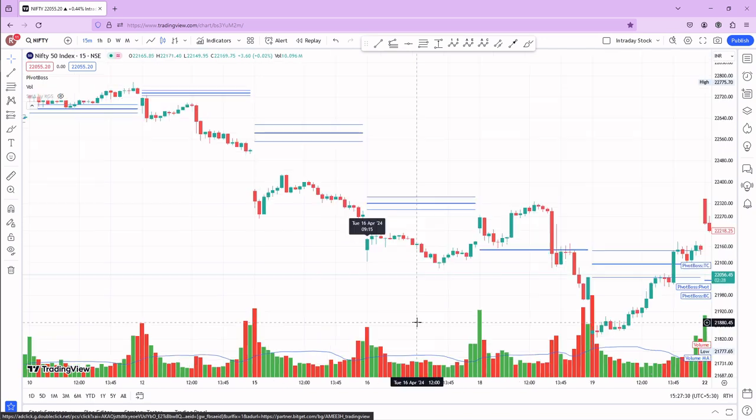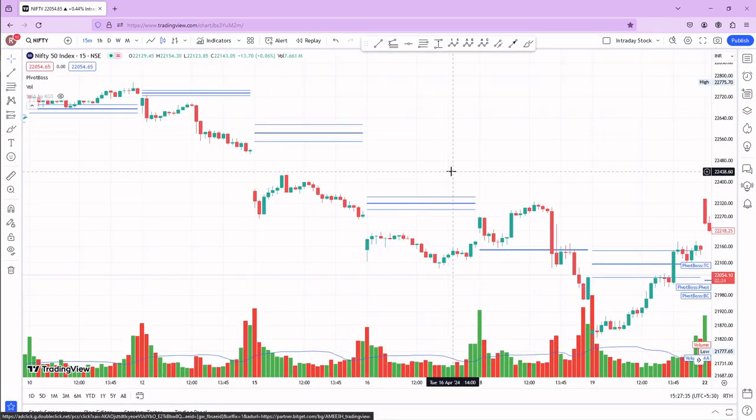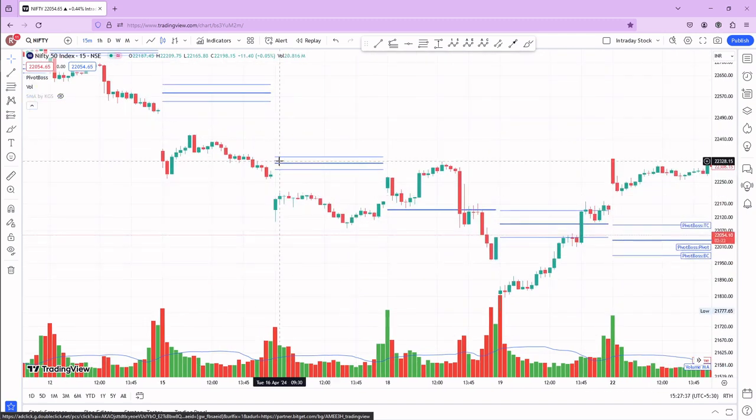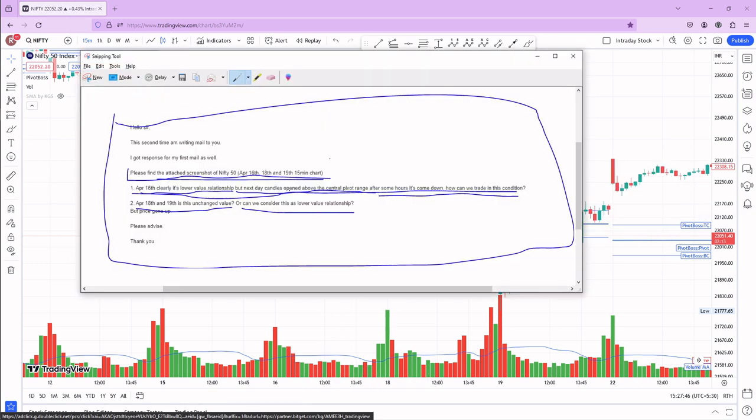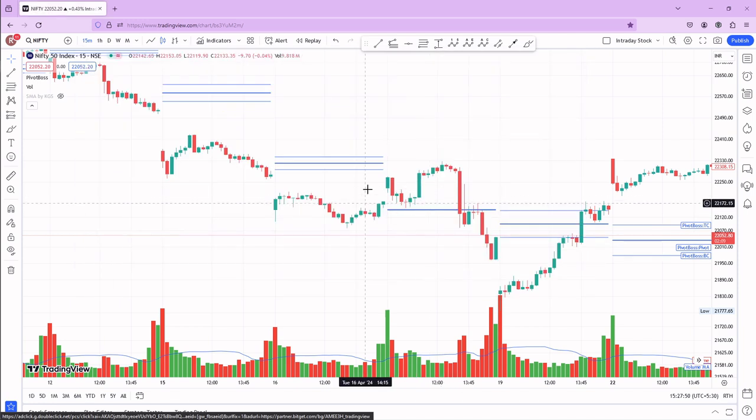April 16th. This is the 15th, sorry, 12th, 15th, and this is the 16th. This 16th chart says that it's a lower value relationship, but the candle did not go up. Maybe you are saying this particular thing or not, I'm not exactly sure. But the next day candles opened above the central pivot range. After some hours it came down. So I think there is a confusion around the query which has been asked.